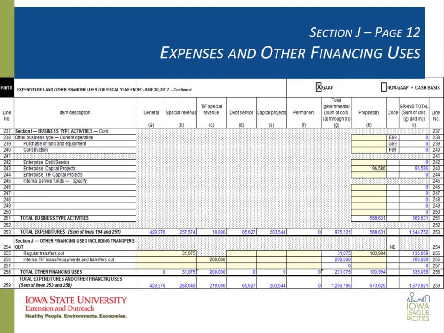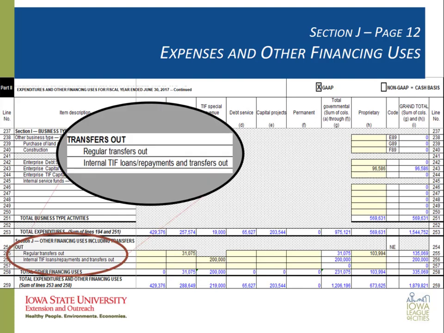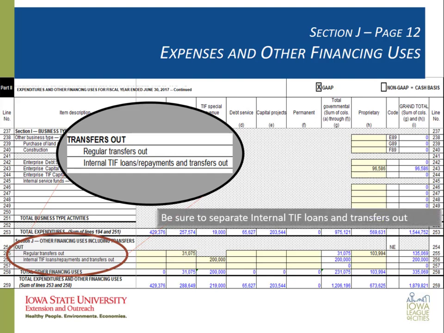Finally, on page 12, let's look at section J, other financing uses including transfers out. There are lines for regular transfers out and internal TIF loans, repayments, and transfers out. Be sure to separate your TIF transfers out from your regular transfers out. Report your regular transfers out in the appropriate column. There may be a transfer out from general fund.